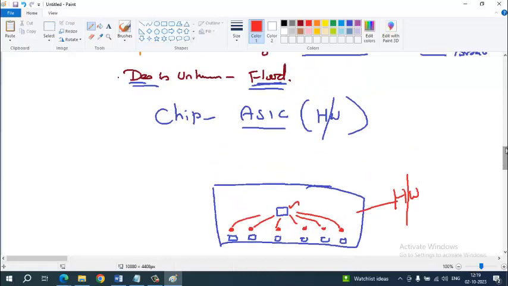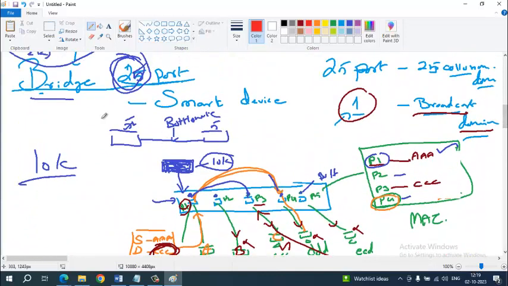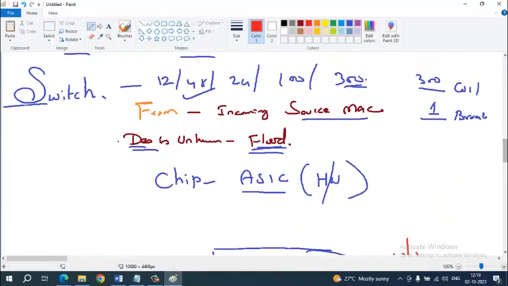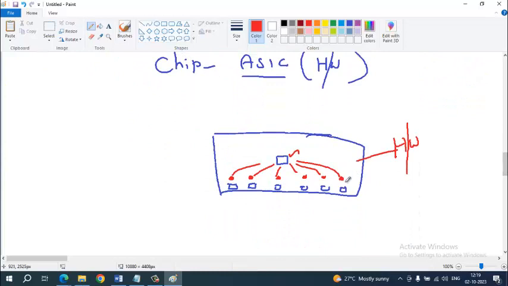They work in the same manner, but this is a software-based device because the operating system maintains this buffer. The operating system does the learning, listening, everything. But here, the real hardware is sitting on each port, listening and learning the MAC addresses.